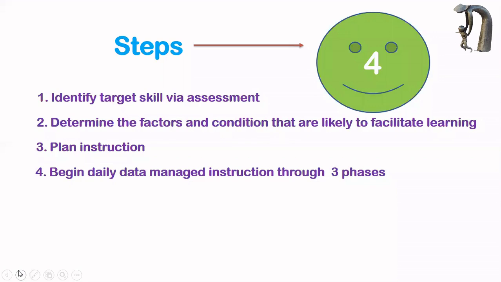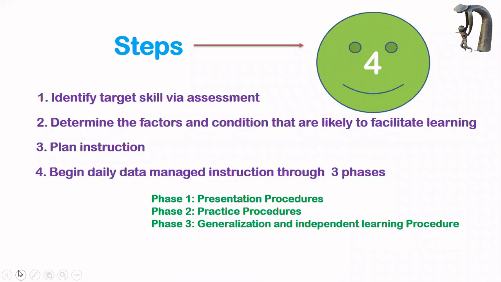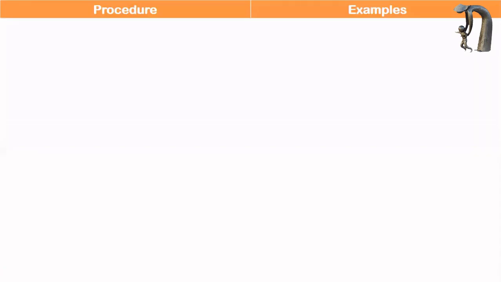So what are these three phases? Phase one is the presentation procedure. The second is the practice procedure, and the third is the generalization and independent learning procedure. So you're going to manage the data with these three phases. With the help of these three phases, the data managed instruction can be done. We're going to discuss all these four steps and the phases one by one. Okay, now let us move to the first one and understand the procedure with some examples.